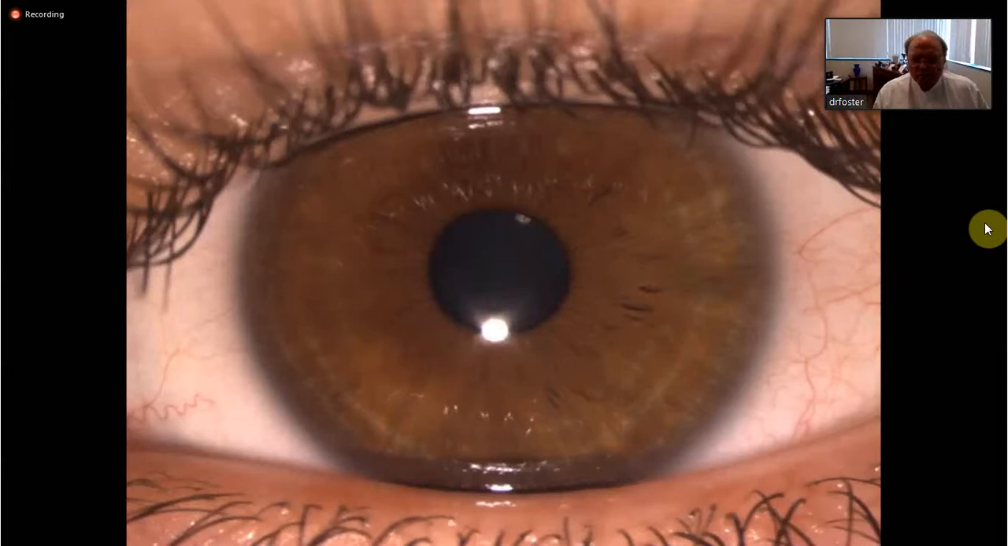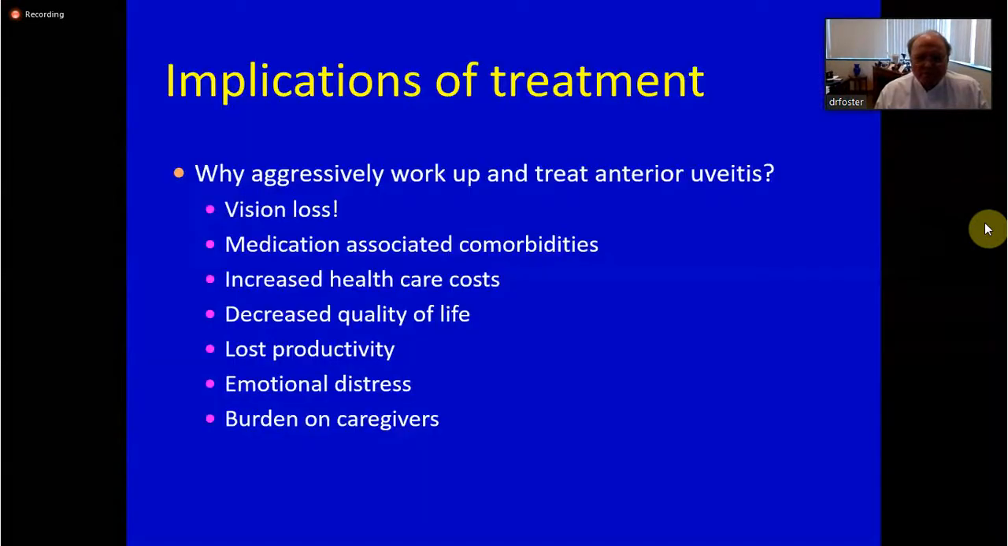Here's what he looks like when the uveitis has resolved. Good light reflex coming from the cornea, chambers deep and quiet, pupil is normal, no synechiae. So why aggressively work him up? And why treat him? My treatment of him was aggressive, systemic and topical steroids. It's because without breaking this episode of acute uveitis, he could end up with some impaired vision.